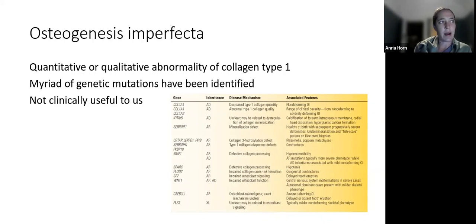So it's always caused by either a quantitative or a qualitative abnormality of collagen type 1, and a myriad of genetic mutations have been identified. So that's not really useful to us to know exactly which gene was involved. Doesn't change our life at all.